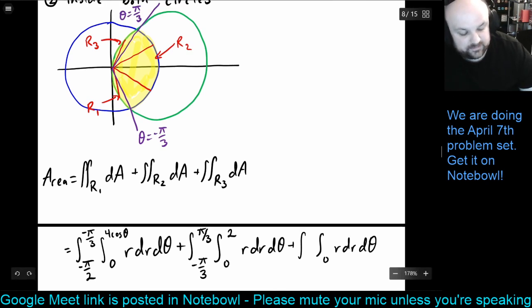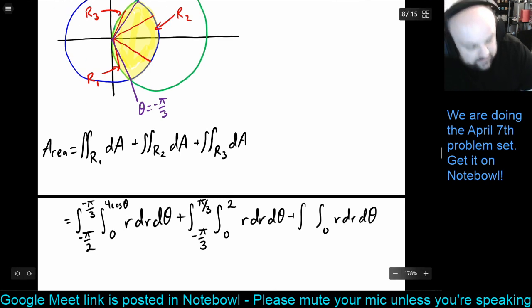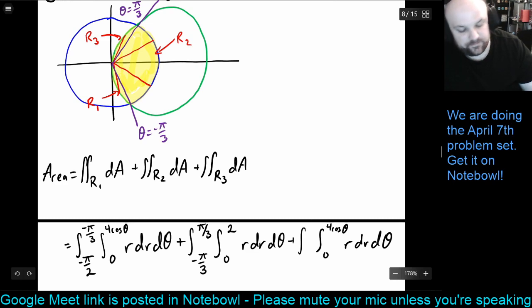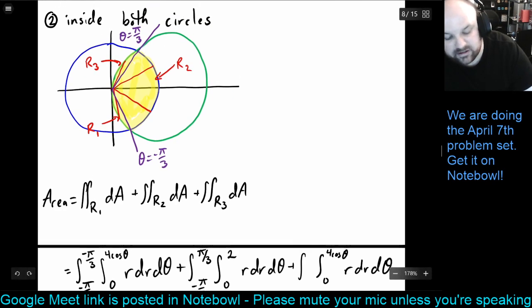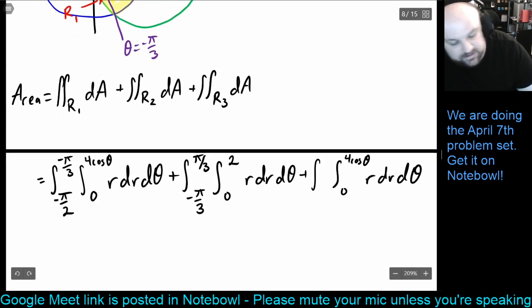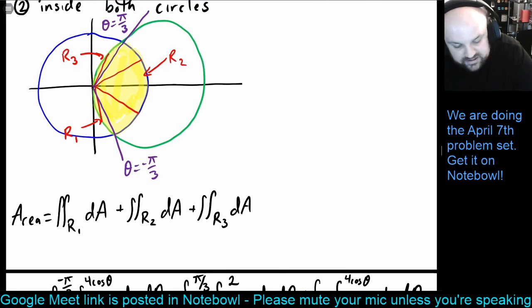And then finally, this last one, this starts at the origin and ends on the green curve again. So 4 cosine theta. All really squished in there. And then the theta values there, as we move in the counterclockwise direction, it's going to start at pi over 3 this time. And we need to keep going until this touches down back at the origin.